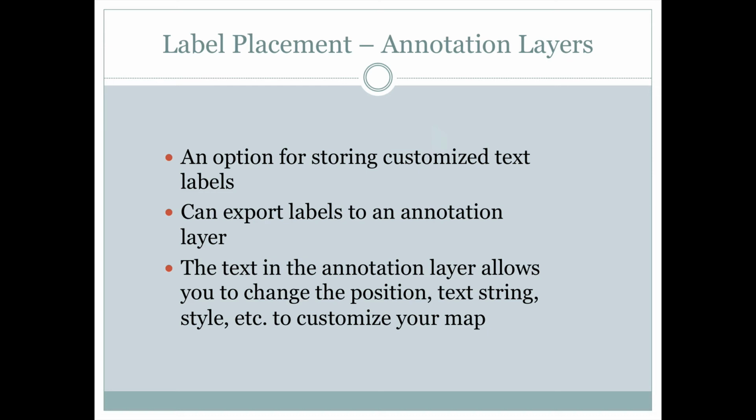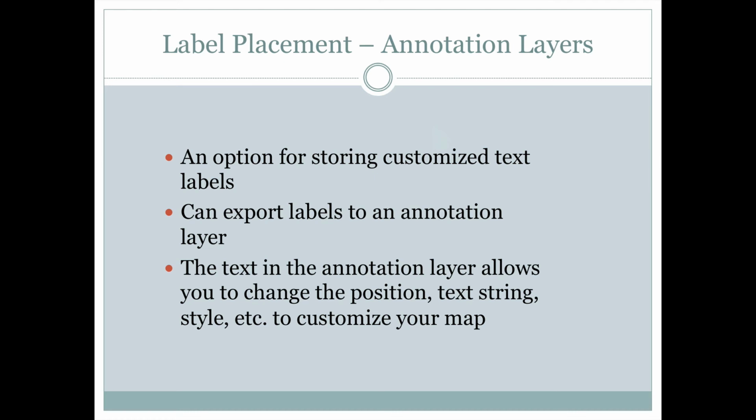When we put labels on a map, a lot of times we want to really customize that so the label is exactly where it wants to be. And one option for doing this is to make an annotation layer. So you can take labels such as, let's say, capital cities of the states, and then you can convert the labels, maybe the names of those cities, into an annotation layer.